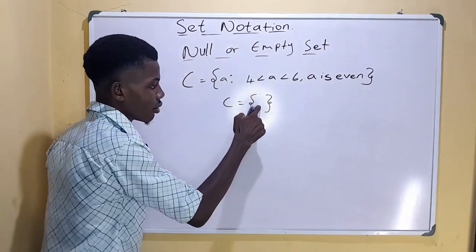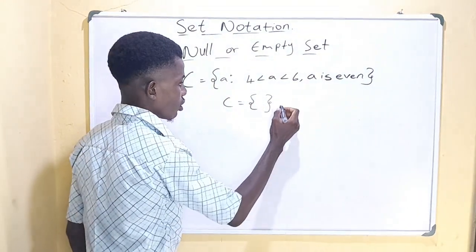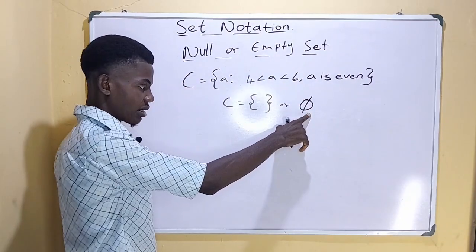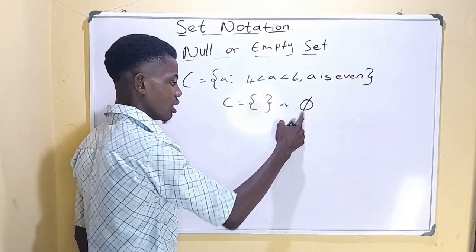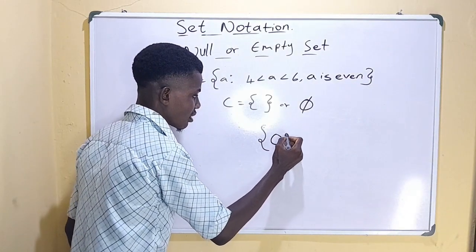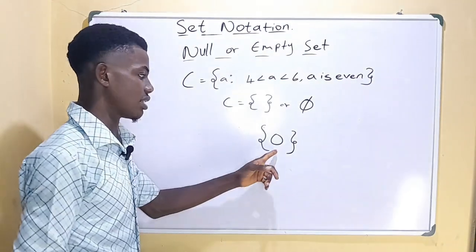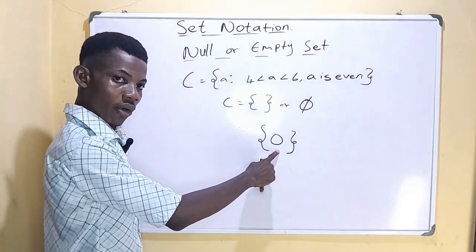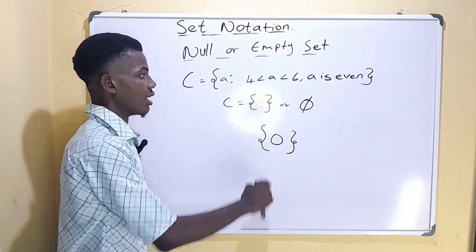5 is odd. Therefore, C is an empty set. We use this symbol as the empty set, or we use this symbol as the sign for what? Empty set. Either this or this. Don't use this. This is not an empty set. Rather, this is a singleton set containing an element called 0. This is not empty but a singleton set.